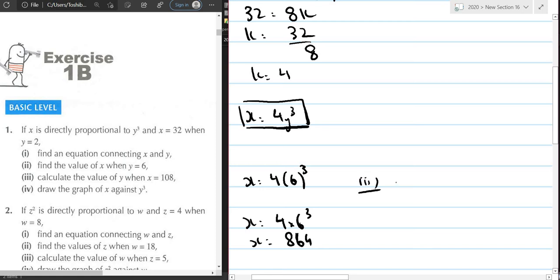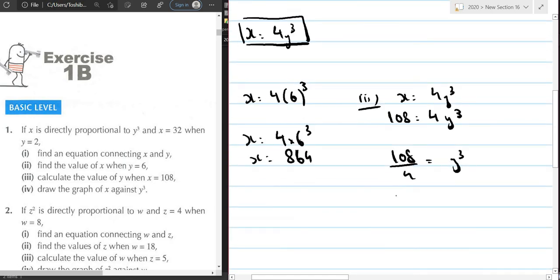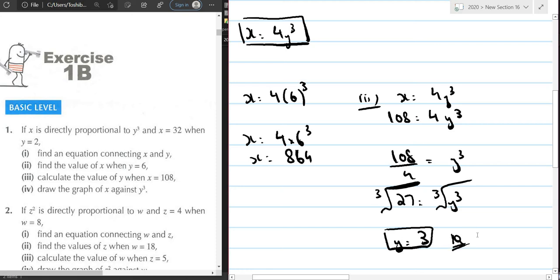In part 3, we have to find the value of y. Use the same equation, x is equal to 4y cube. Alright, x is 108, so 108 is equal to 4 multiplied by y cube. So first of all, 108 would be divided by 4. 108 divided by 4 is equal to y cube. 108 divided by 4 is 27, which is equal to y cube. So y is equal to 3. Alright, so that's your answer of part 3 as well.